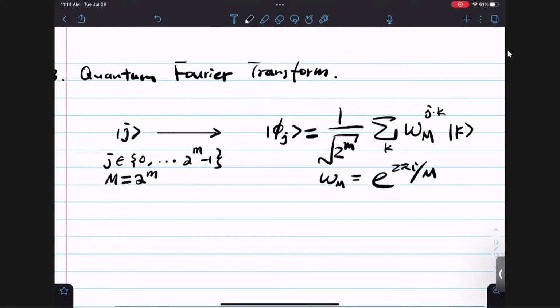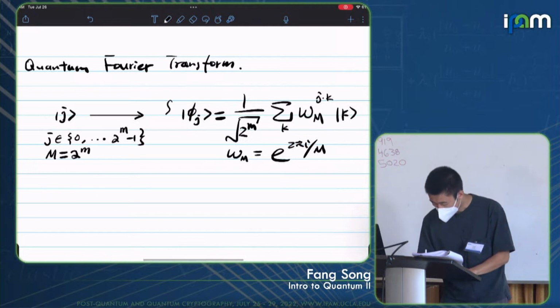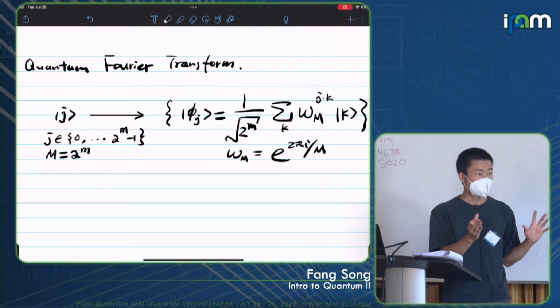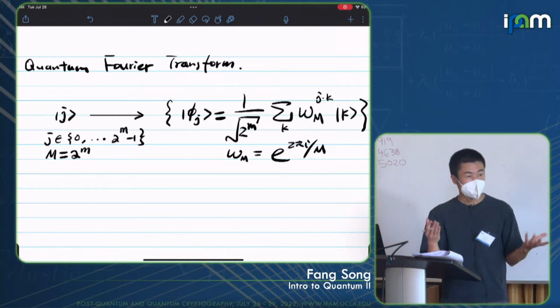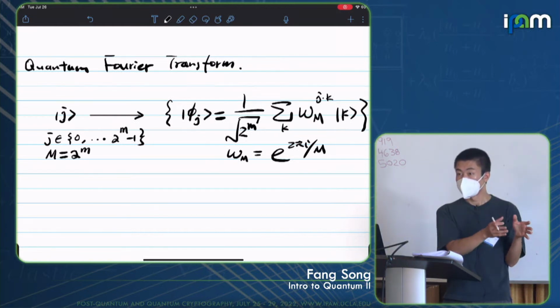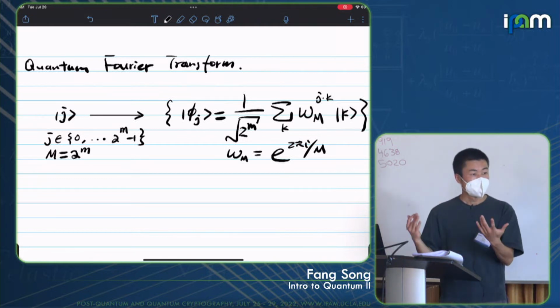For those who are seeing this for the first time, on the right-hand side, this might look really ugly. But in fact, we can verify this set of vectors are orthonormal to each other. That means they form a basis for this m-qubit space. So on the left-hand side, we have the standard basis, the computational basis. On the right-hand side, this is actually the Fourier basis.